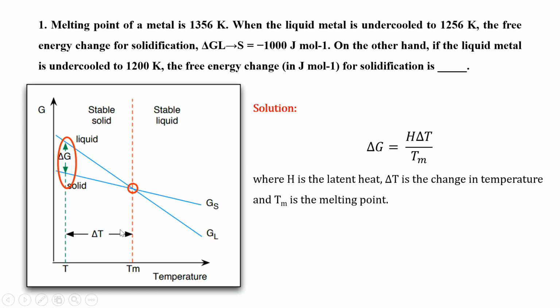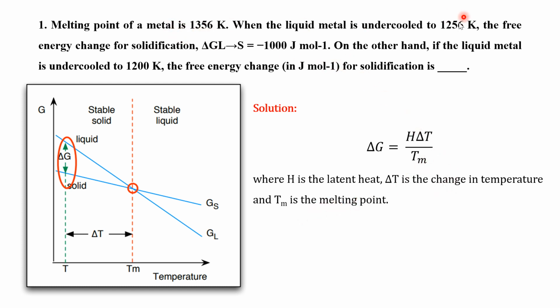You might have seen this diagram of delta G versus temperature. Beyond Tm and after Tm, the delta G values will be changing respectively, and we will be getting this equation, that is delta G is equal to H delta T by Tm, where H is the latent heat associated with the process. Here we are dealing with solidification, and delta T is the change in temperature, the degree of undercooling, and Tm is the melting point.